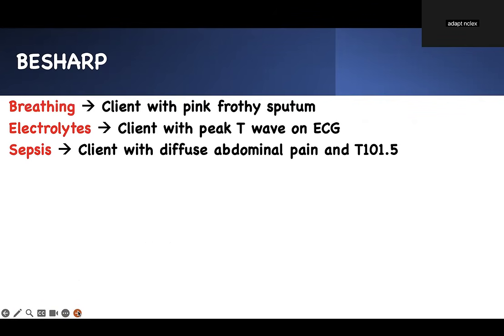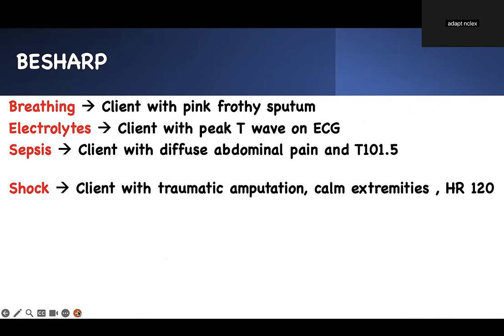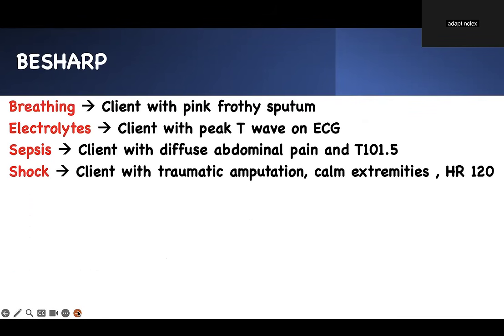You check if the patient has sepsis. A client with diffuse abdominal pain and a temperature of 101.5. That's sepsis. The patient has peritonitis. They are not going to tell you that the patient has peritonitis, but the signs and symptoms are what you pay attention to. And then shock. Somebody has a traumatic amputation, cut the leg, and then what? Cold extremities and a heart rate of 120 is shock, but they're not going to tell you it's shock. Therefore, this patient is probably bleeding. You've got to pay attention.